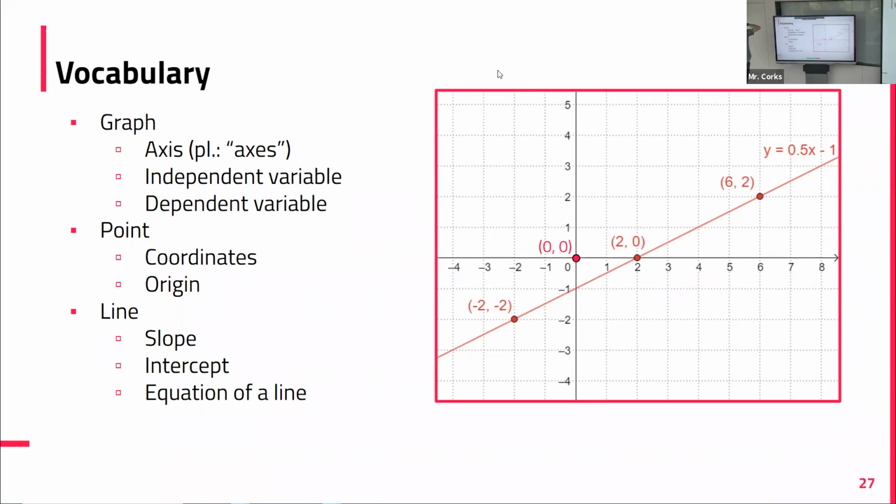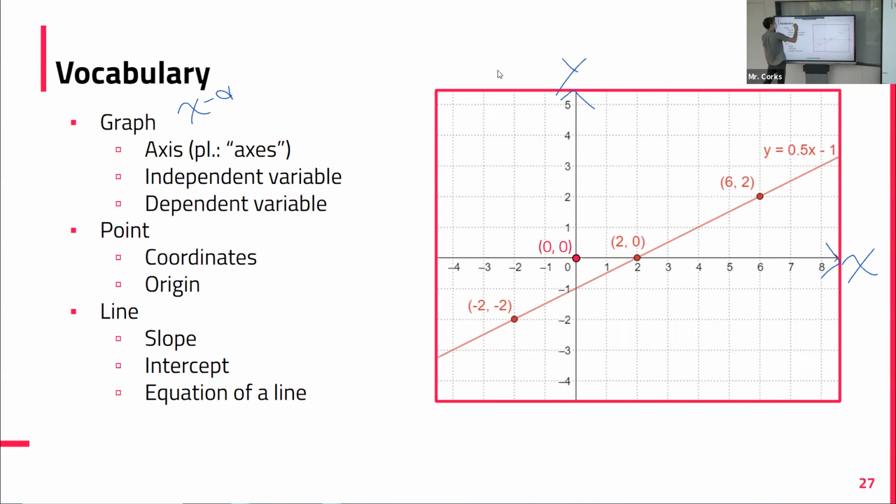What is an axis? The X and Y axis. Okay, so the X axis here, y-axis here. So the main lines: the x-axis shows us all the places where y is equal to 0, and the y-axis shows us all the places where x is equal to 0.